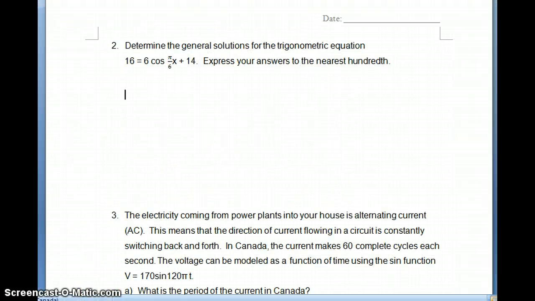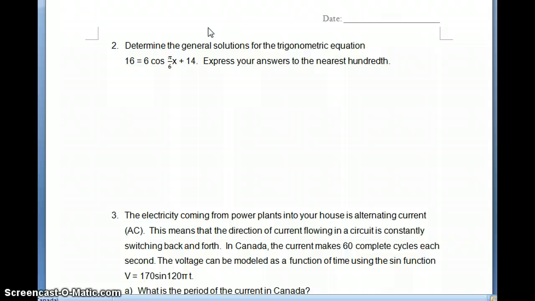Okay, so question number 2, I'm not going to lie, it's a bit of an ugly question. No matter how you solve it, you're just going to end up with a not so nice answer. But anyways, for this one, we need to find the general solutions for the trig equation that we have there. So it's 16 is equal to 6 cos(pi/6 x) plus 14.